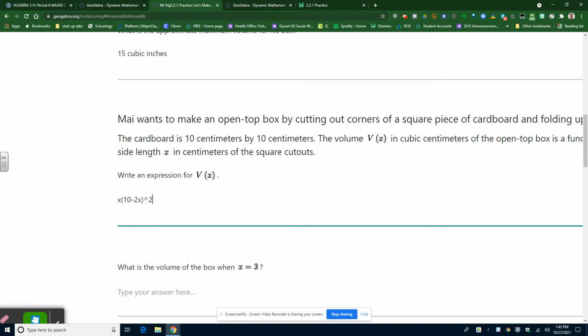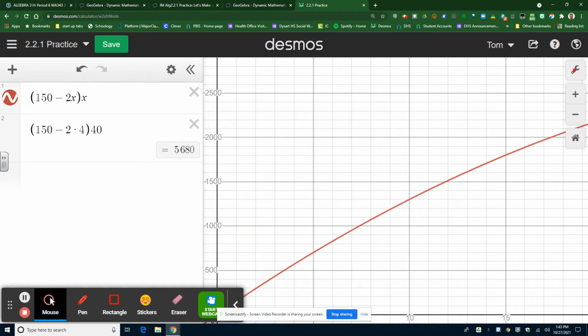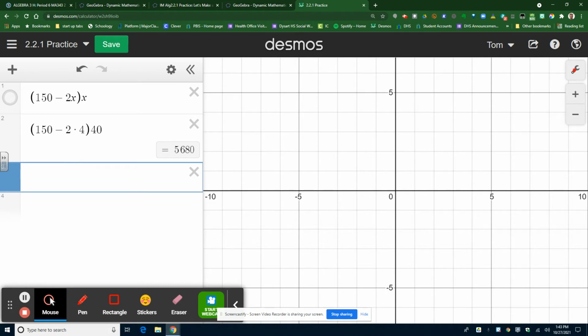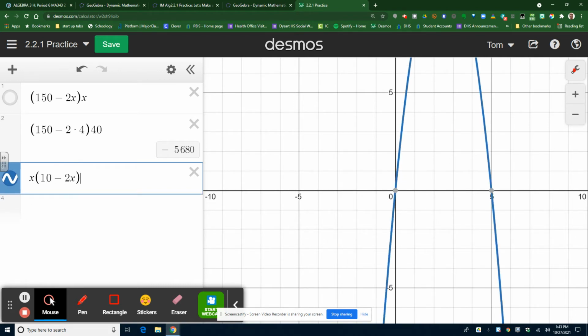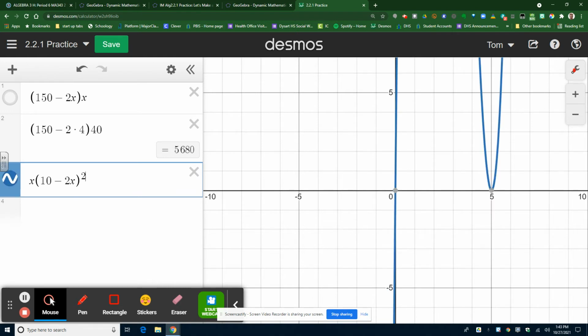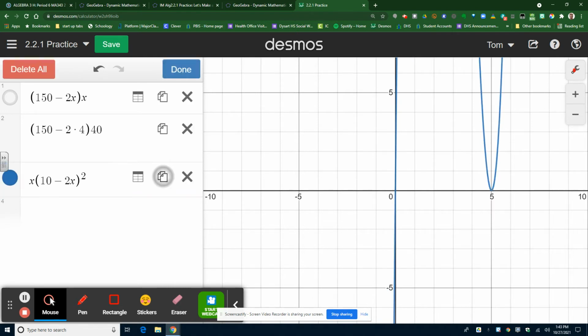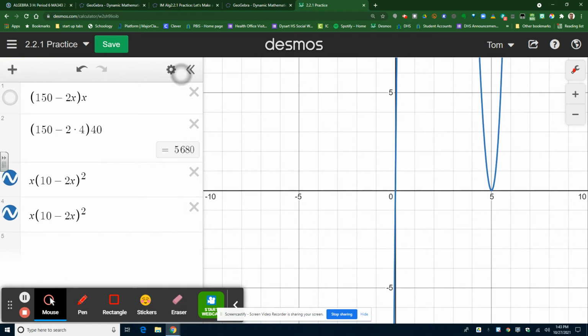Where should we plug this in? Desmos. So let's go to Desmos. I wouldn't delete this one. Okay. Let's just hide it for a bit. I'm going to recenter my window. Okay. So x, 10 minus 2x, close it, squared. I'm going to keep it and duplicate it like I did before. And then change my x to, what was it, 3? Times 3. Times 3. Okay.